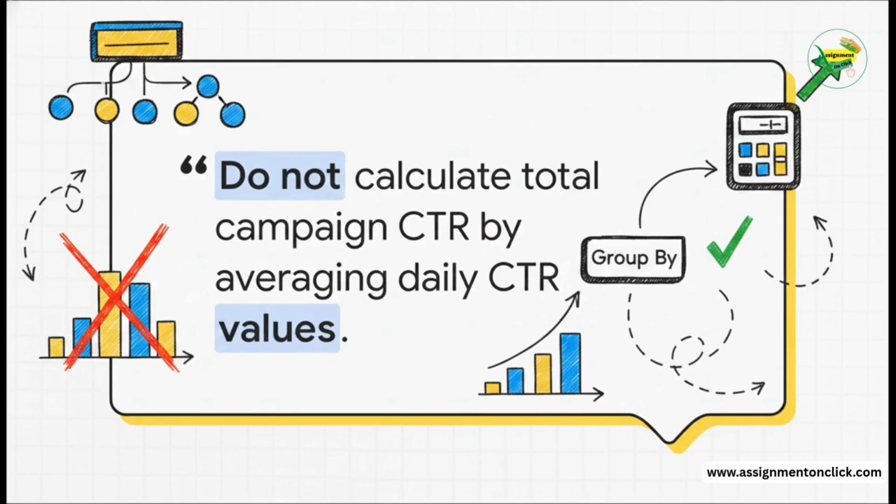If you average an average, your smaller campaigns get equal weighting and it produces completely misleading results. You absolutely must aggregate the underlying totals first. Sum up all the clicks, sum up all the impressions, and then calculate your final ratio.